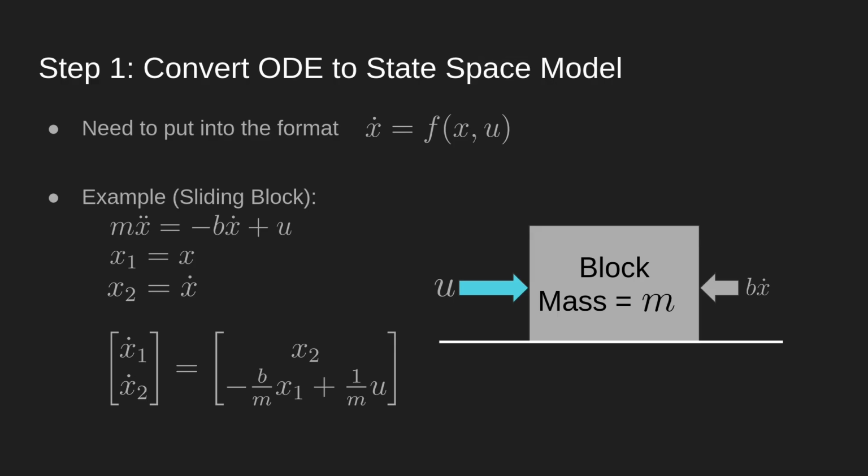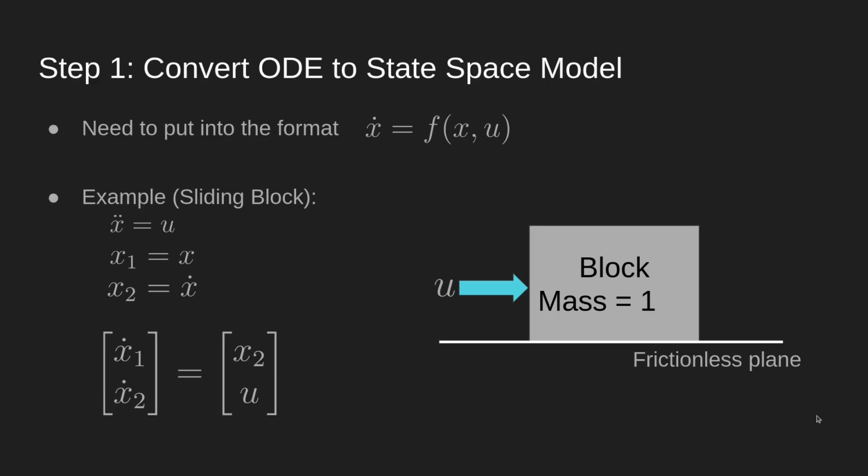And for the sake of simplicity, let's just assume that m is 1 and that b is 0. Now the system is just x double dot equals u, which is also called the double integrator system. This is equivalent to modeling a block with mass 1 on a frictionless plane if you like to have a physical intuition behind your system.